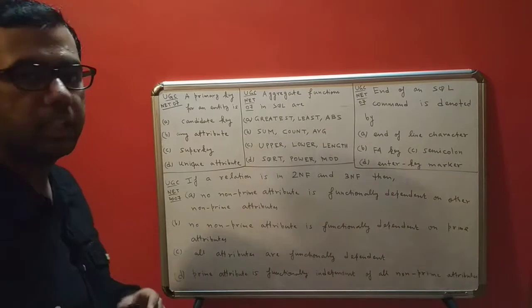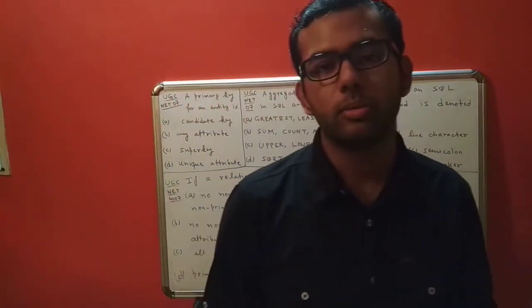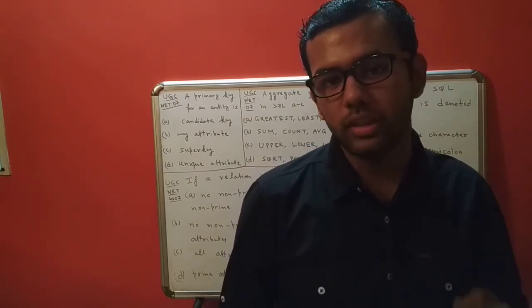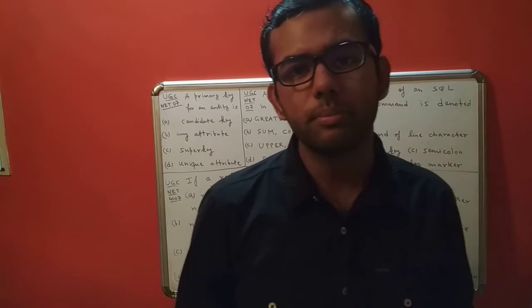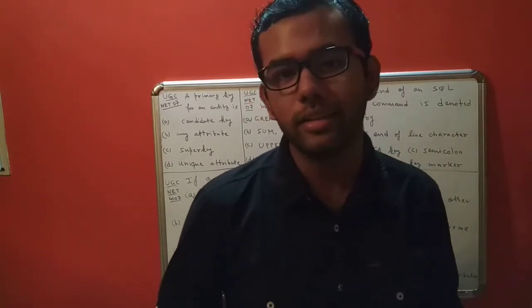Now, what is a primary key? A primary key is an attribute or a group of attributes which will help us to identify every row of the table uniquely. And how is a primary key derived? A primary key is derived from a set of candidate keys.